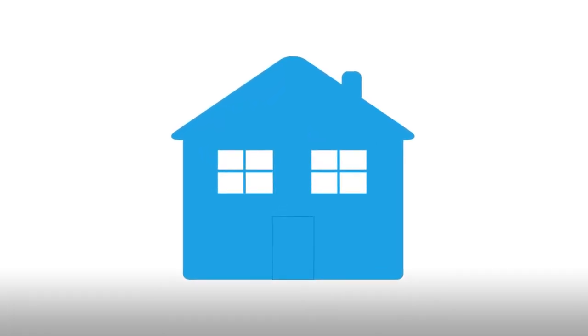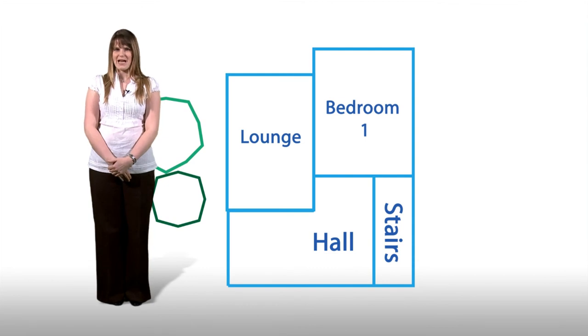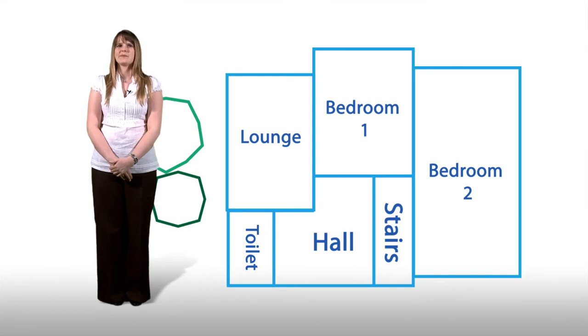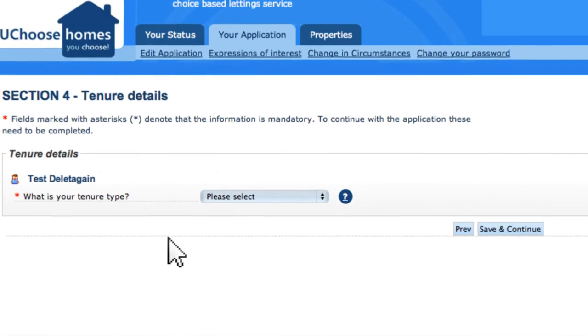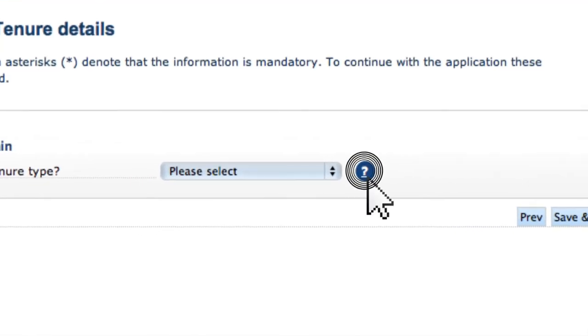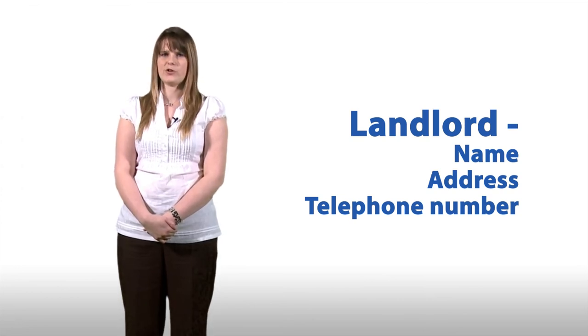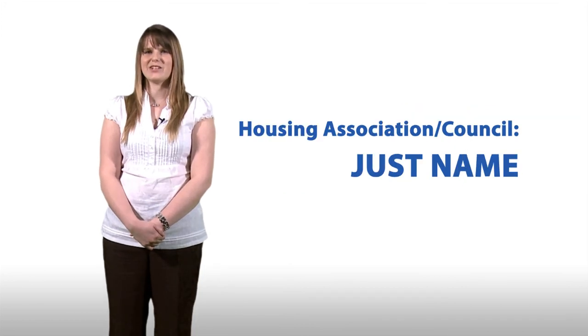UChoose needs to find out about your current home, from the number of bedrooms your home has, to if you have central heating. Please complete how long you have lived in your current property and also what type of property it is. After completing, you will be directed to tenure type. If you are unsure about your tenure type, click the question mark next to the drop-down box to find out more information. If you are in private rented accommodation, you will need the name, address and telephone number of your landlord. If it is a housing association or a council property, you will need the full name of your landlord. The final part of section 4 is where you can tell us about your current home, like if you have had the property adapted or needs repair.